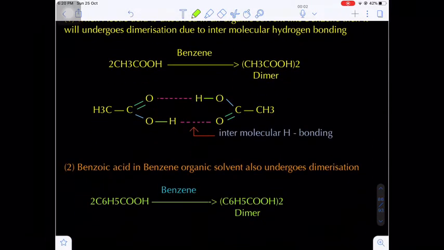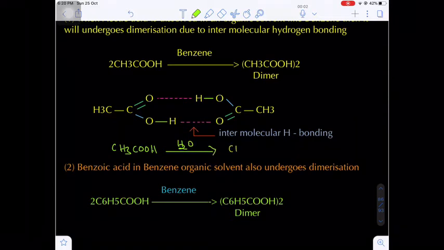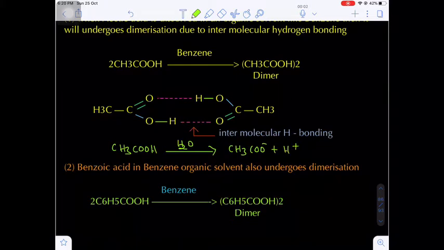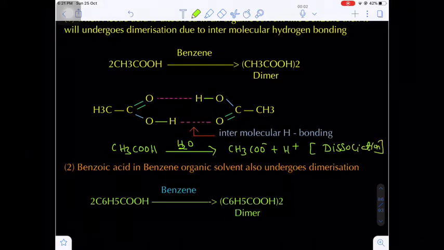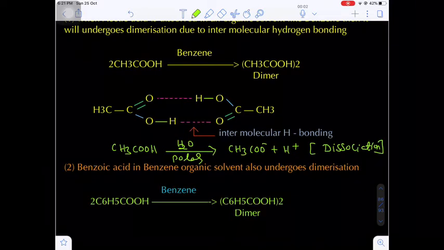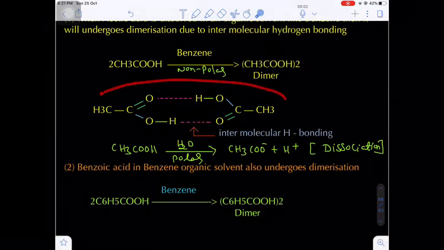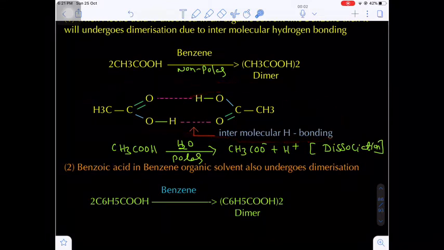Let's suppose I am using the solvent water, a polar solvent. When we use the solvent water, acetic acid behaves like an electrolyte and it undergoes ionization. So this case is regarding the dissociation case when the solvent is water. When the solvent is polar, then acetic acid undergoes dissociation. But when the solvent is non-polar, like benzene, then the acetic acid molecule does not undergo dissociation, it undergoes association via intermolecular hydrogen bonding. Are you getting my point?